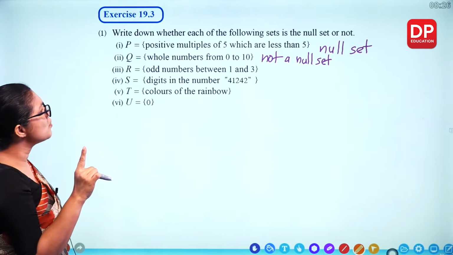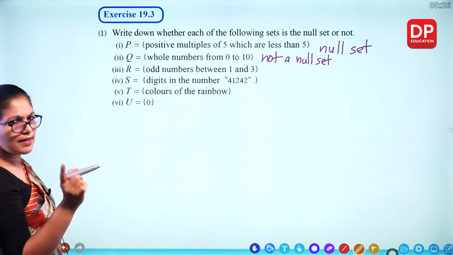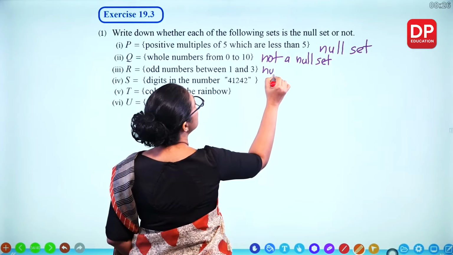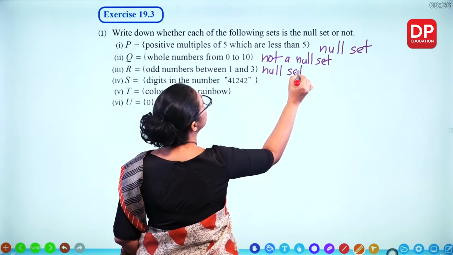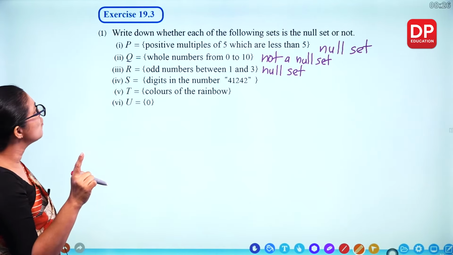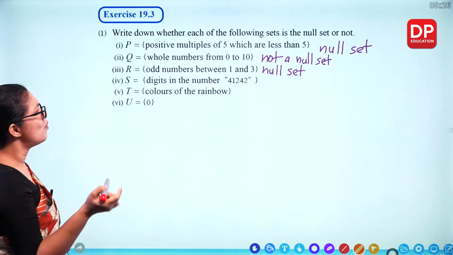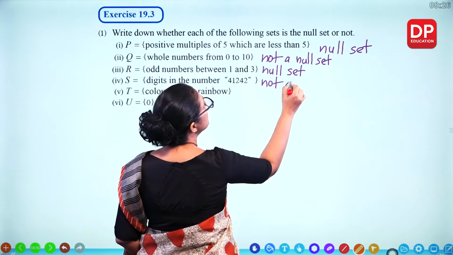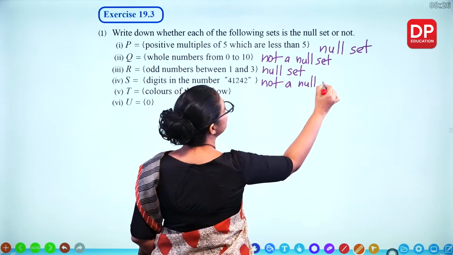Odd numbers between 1 and 3. There are no odd numbers, so that's a null set. Digits in the number 4, 1, 2, 4, 2. There are digits 4, 1, 2. So not a null set.